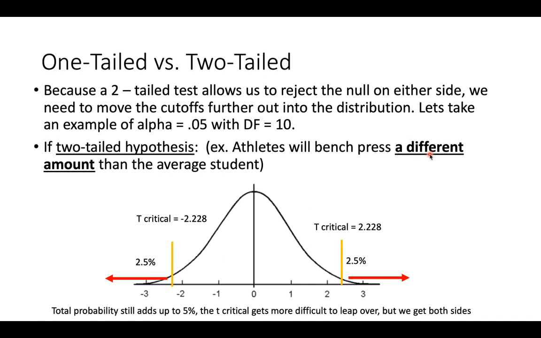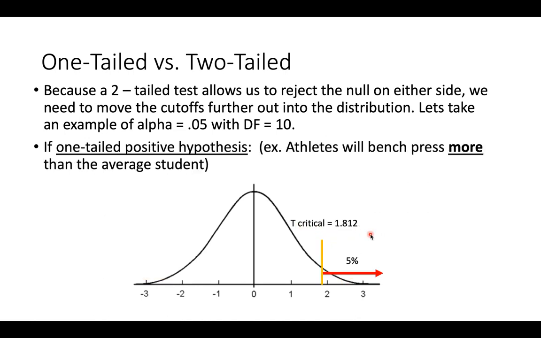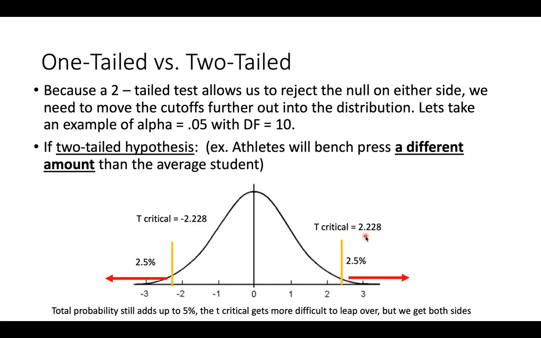Now, if we were to do this in a two-tailed manner, we would have to change our hypothesis language. It would be that athletes will bench press a different amount than the average student. Then if we look at our t-table, and I suggest that you do look at the t-table here, with degrees of freedom 10 and alpha 0.05 with a two-tailed test, our critical value becomes plus or minus 2.228. So notice how the t critical goes from 1.812 with a one-tailed test to 2.228. It moves out in the curve, which makes it more difficult.